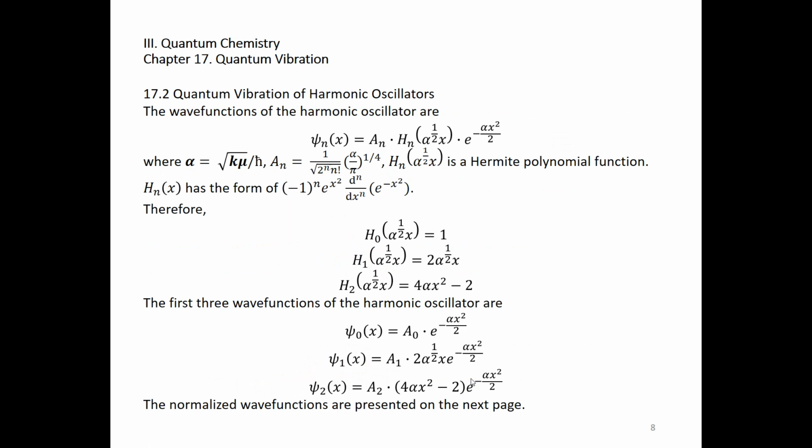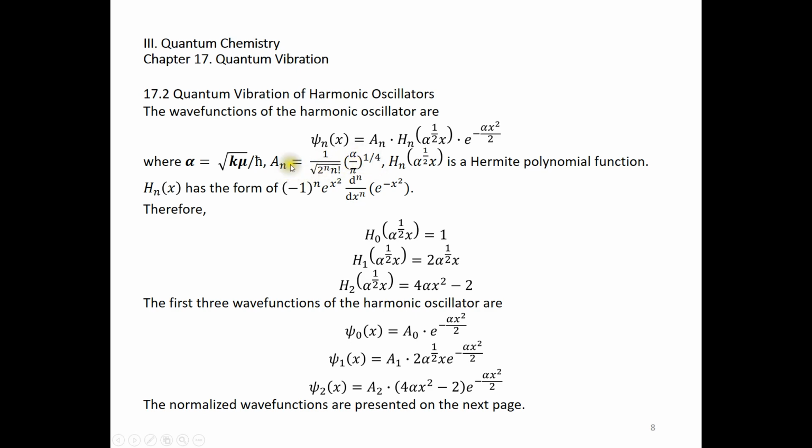The wave functions of the harmonic oscillators take this kind of form: a normalization factor, a Hermite polynomial function of not just x, but the square root of alpha times x, and then a Gaussian function here. Alpha is the square root of k mu over h bar. Alpha is just defined that way to simplify the expression. And A is the normalization factor. A takes this kind of form. A is 1 over the square root of 2 to the power of n, n factorial, and alpha over pi to the power of 1 over 4.